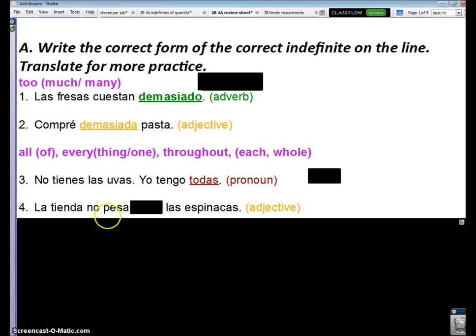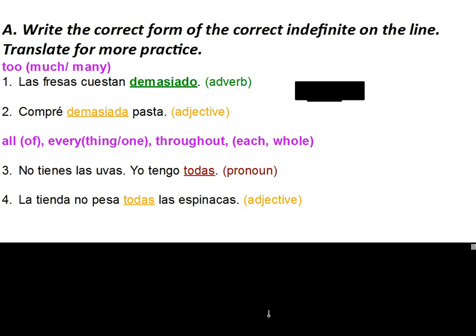The store does not weigh the spinach. Or doesn't weigh all of the spinach. So all of is matching spinach, which makes it an adjective, has to match todas. Alright, so those are your answers for 1 through 4 with too much or too many, and all of, everything, everyone, throughout, each, or whole, which are different forms of demasiado and todo.